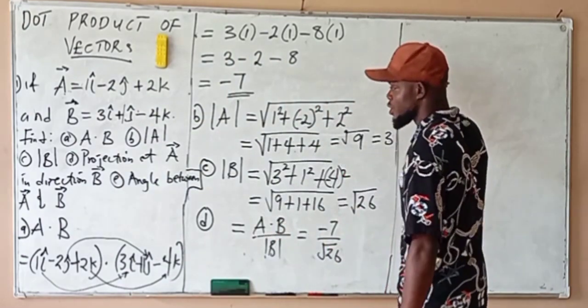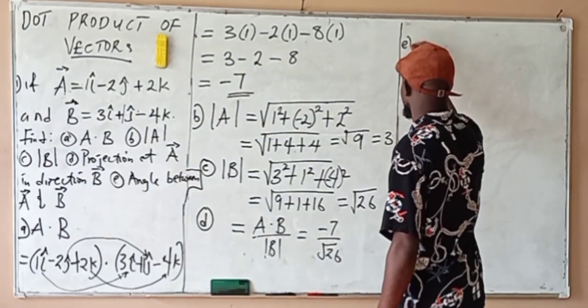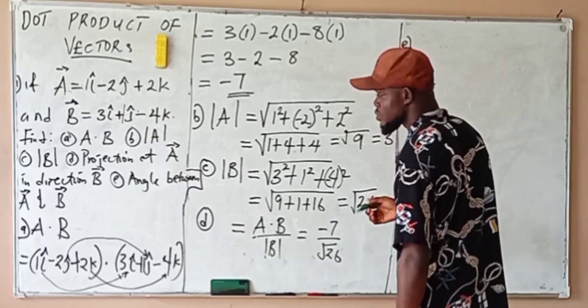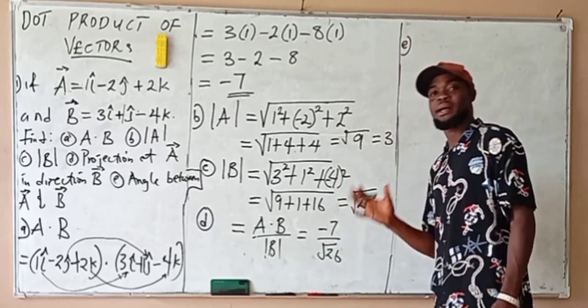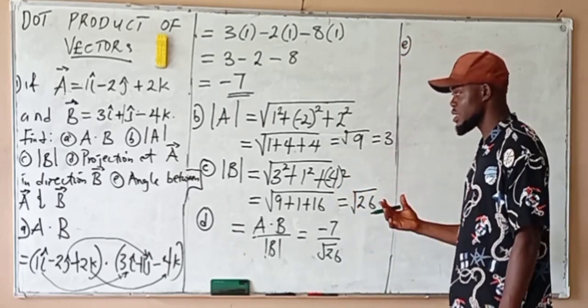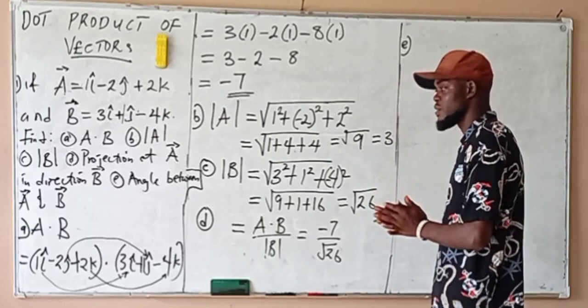Then question E. Question E is the angle between vector A and B. So what is the angle between vector A and B?